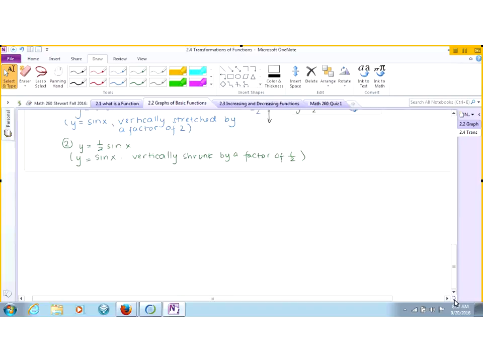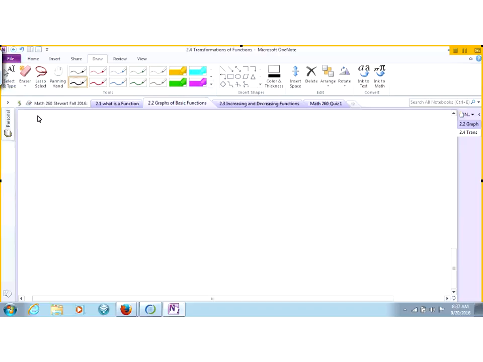Are you guys ready? Okay. So F: horizontal stretching and shrinking and compression. What do you think the form will be? This is horizontal, so where should it be? Inside the parentheses. So y is equal to f of cx. I haven't used k, so c, f of cx.